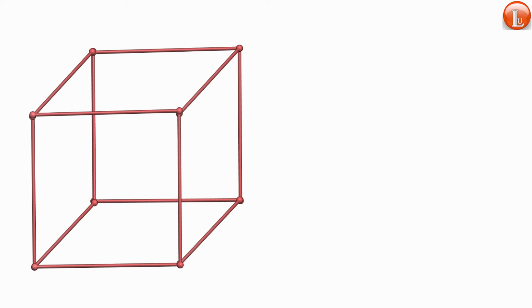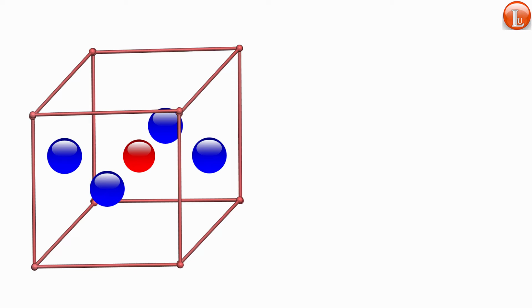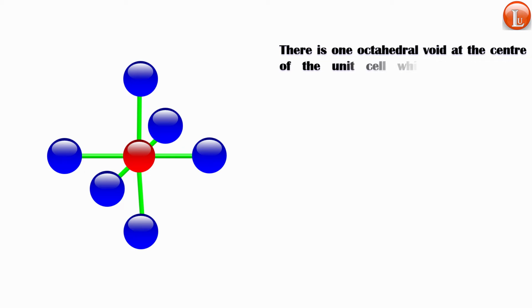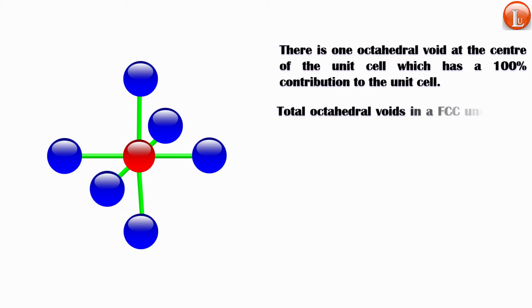Now, let's take the cube. Let's place the red atom at the center of the cube. Then it will find 6 face-centered atoms at a distance of a by 2: the right face center, left, back, front, top, bottom, all at a distance of a by 2. That means this is also an octahedral void, and since this is right at the center of the cube, its complete sharing is going to be 1. So there is one octahedral void at the center of the unit cell which has a 100% contribution to the unit cell. So the total effective number of octahedral voids is 4.